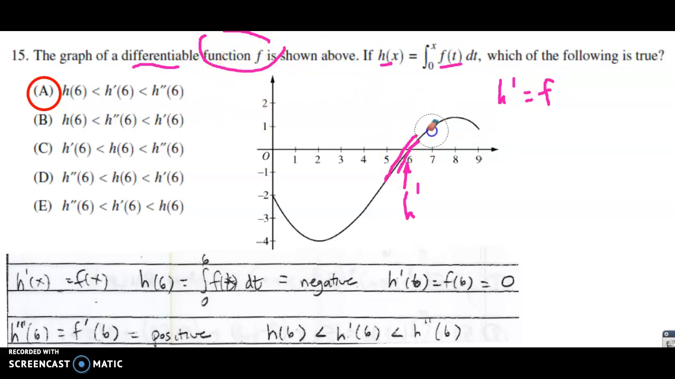We can see the first derivative of h right here is increasing at 6.